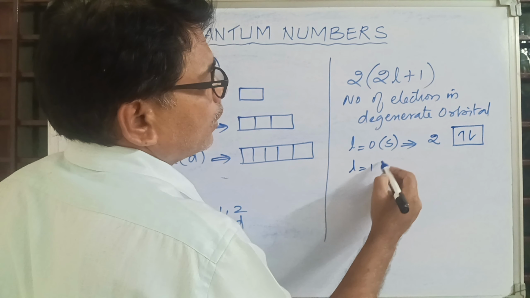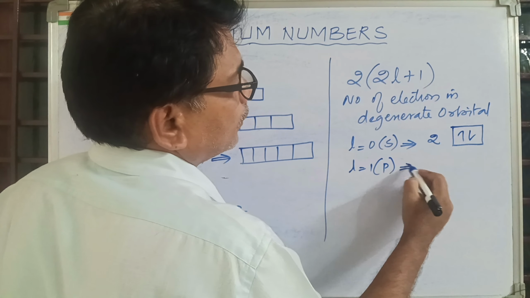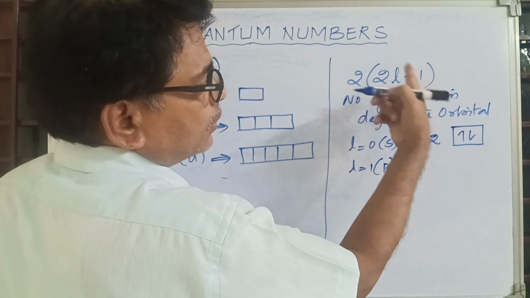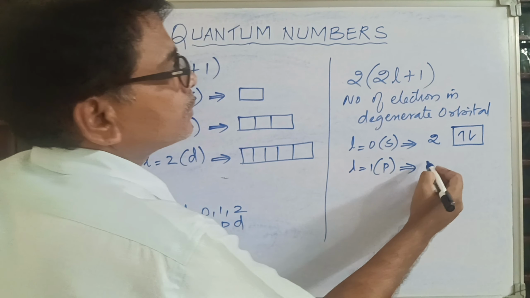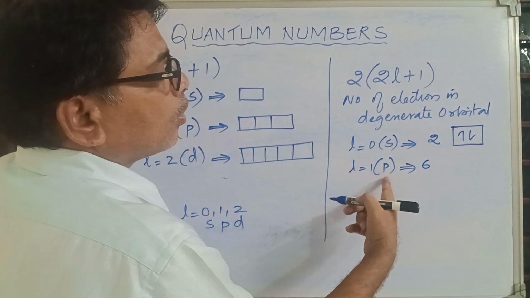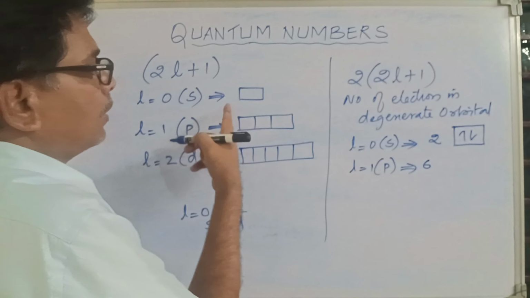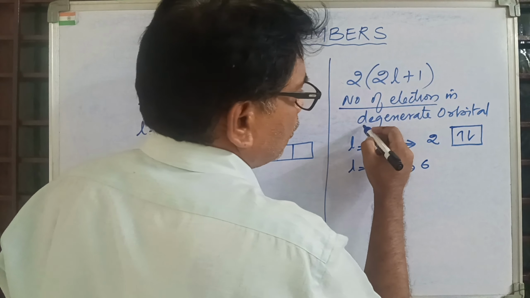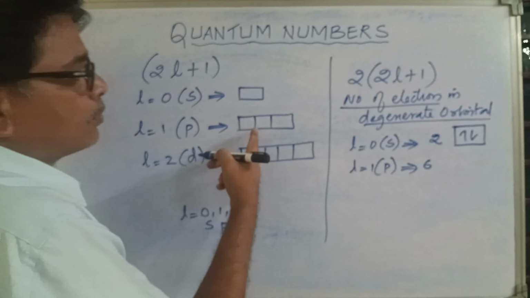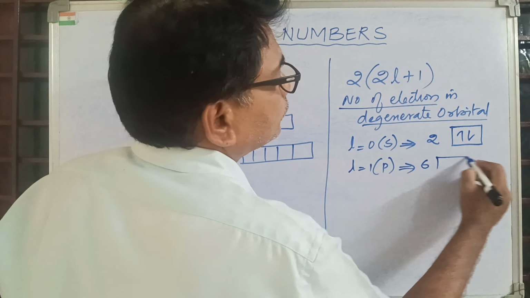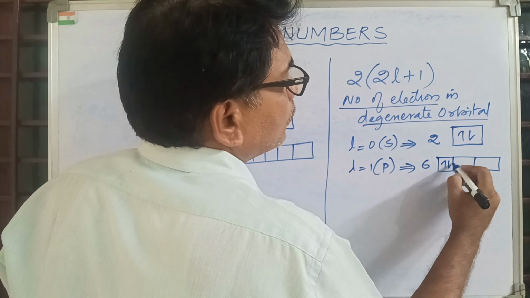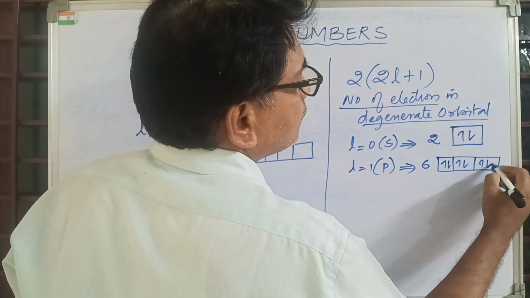The next one is what now? L is equal to 1, that is the p orbital. Same thing, take this one, place it here: 2 ones are 2, plus 1 is 3, 3 twos are 6. But what about this one? How many degenerate orbitals does it contain? 3. So here you have to speak in number of electrons, but the topic is degenerate orbitals only. So it is 3, and 6 electrons: 1, 2, 3, 4, 5 and 6.